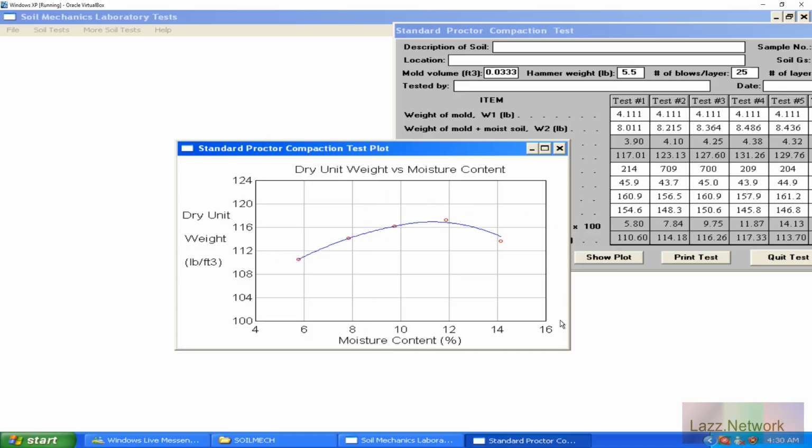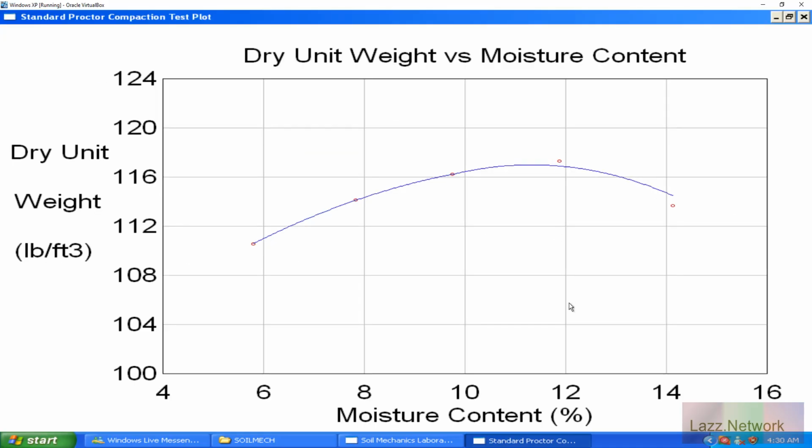You need to correct the points or rerun the test or something like that. But that's internal things that you have to do. So technically, even though you're thinking, okay, here it is right here. This would be our maximum dry density and our optimum moisture. But technically, it's the highest point of your curve, which would be here.